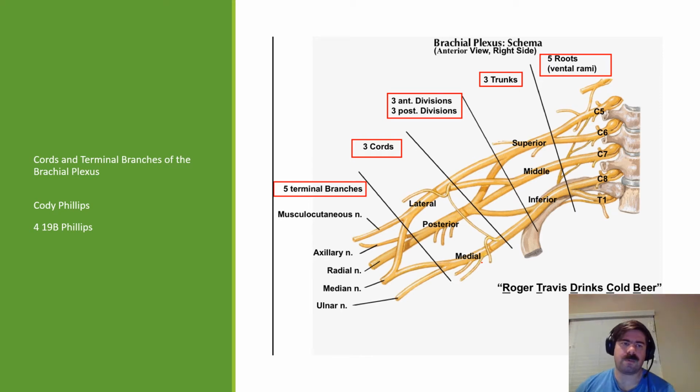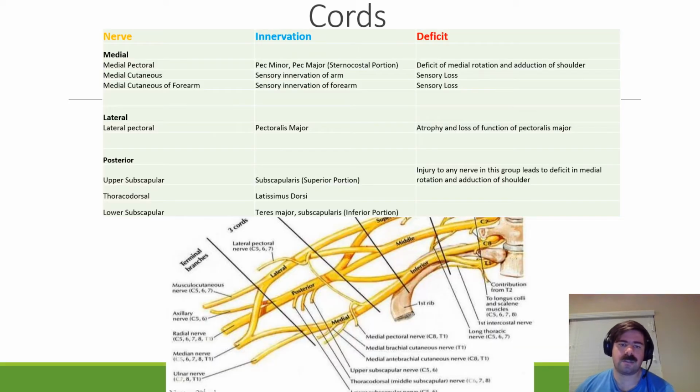We're going to be talking about the chords, the terminal branches of the brachial plexus. So starting with the chords, we're going to begin with the medial chord, and this gives us the medial pectoral nerve. This innervates the pec minor and the sternocostal portion of the pec major. So damage is going to result in a deficit for medial rotation and adduction of the shoulder.